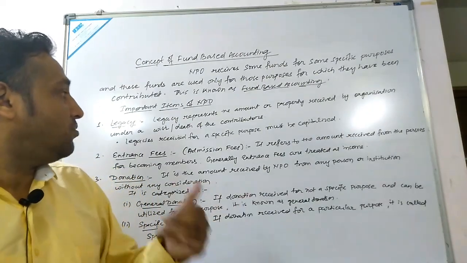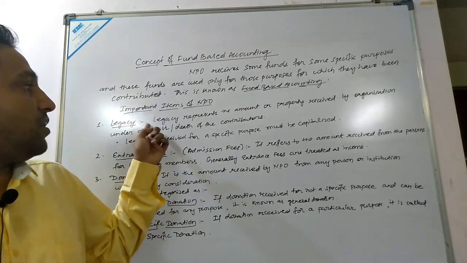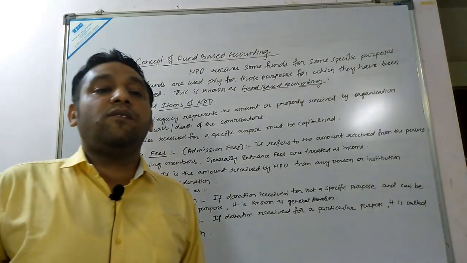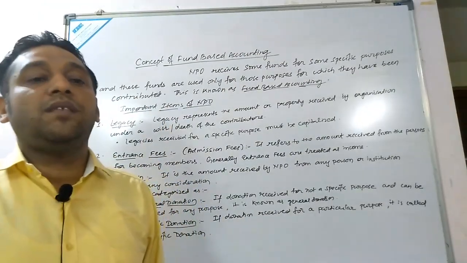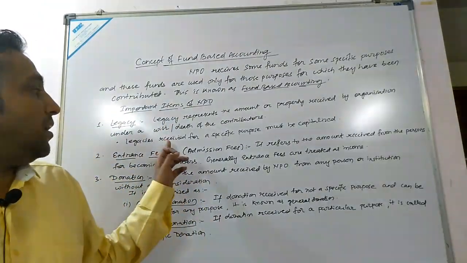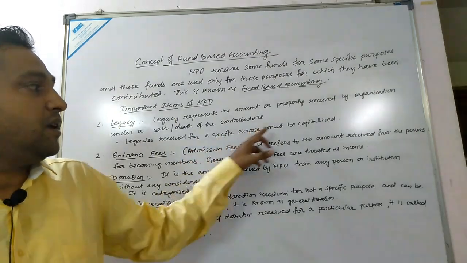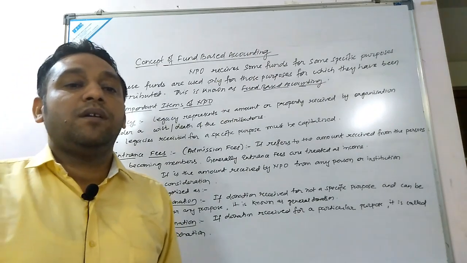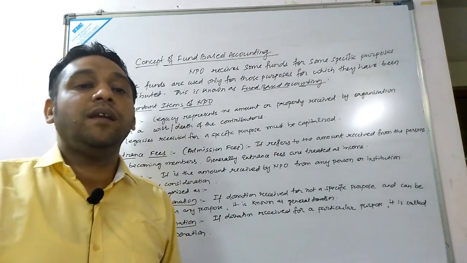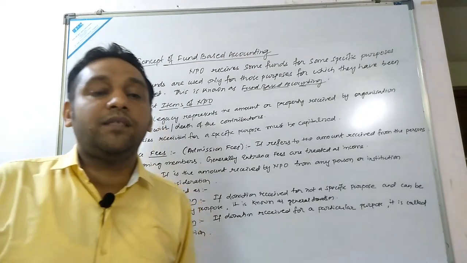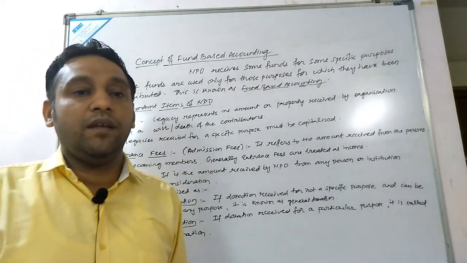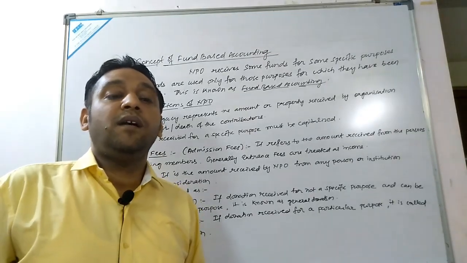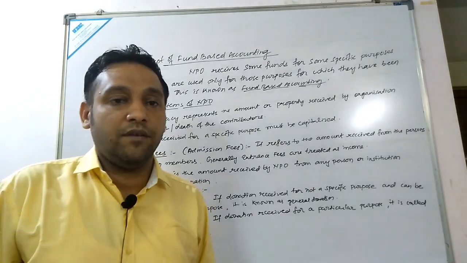So such amount which has been received, that is known as what? That amount will be considered as legacy. It can be considered in the form of cash or in the form of property. So legacy received for a specific purpose must be capitalized in nature. That means whatever legacy has been received is of non-recurring nature. That means it will be shown in the balance sheet on the liability side under the heading capital fund. It will be added to the capital fund on the liability side of the balance sheet.